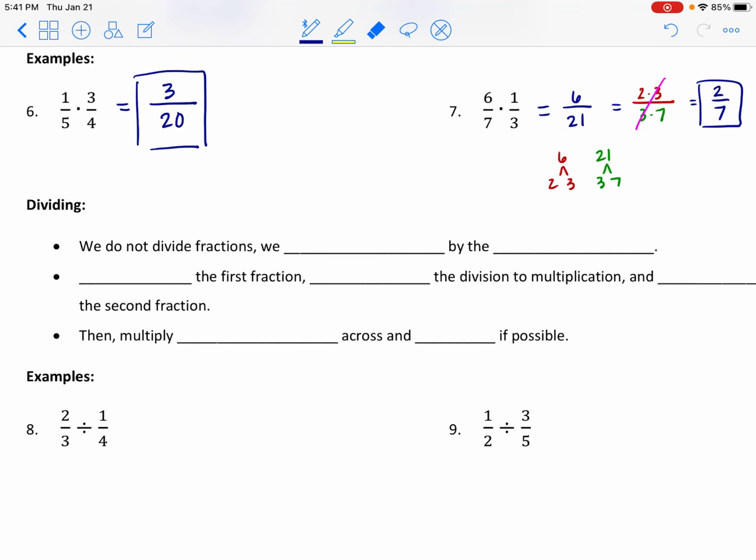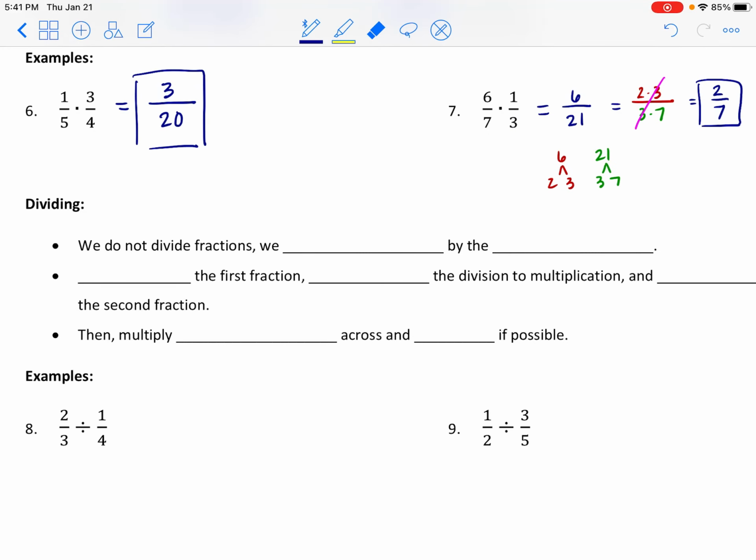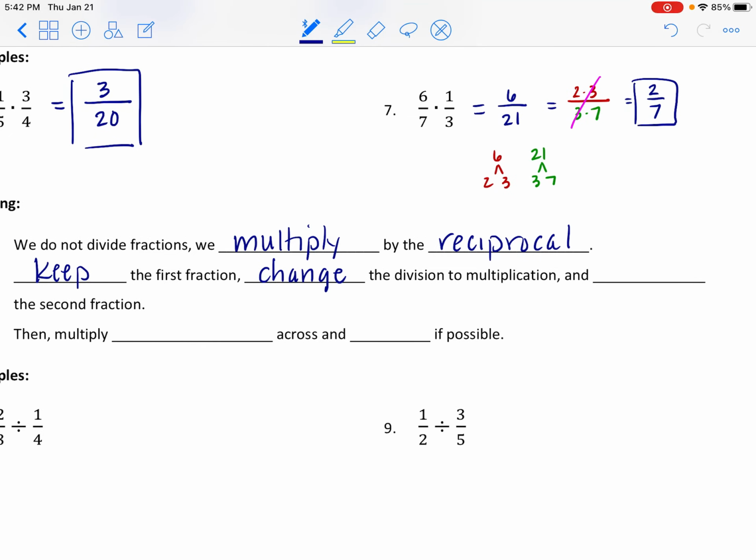Alright, so that's multiplying. If we can multiply fractions, we really should be able to divide, because we don't actually divide fractions. The rule for division is we don't divide fractions, we multiply by the reciprocal. What does that mean? That means that we keep our first fraction the same, but we're going to change our division to a multiplication problem, and we're allowed to do that as long as we flip the second fraction. So reciprocal means we want to flip. The top becomes the bottom and the bottom becomes the top.